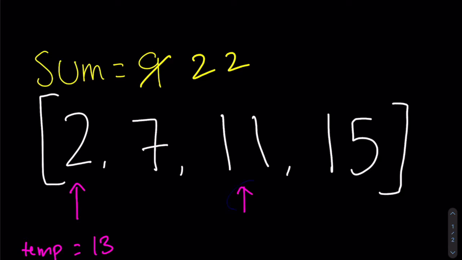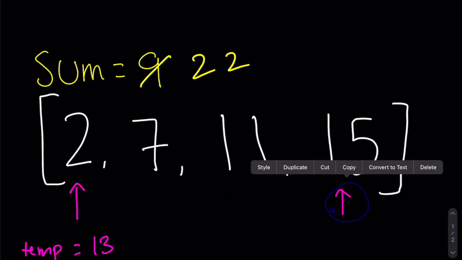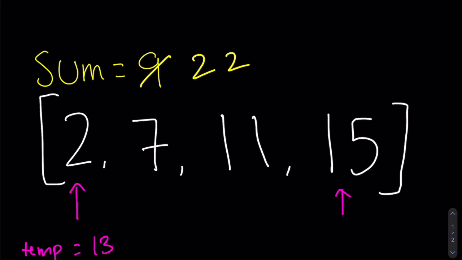I'm going to move the j pointer again to the right, and now I'm going to recalculate the sum. What is the sum here? The sum is 17, so I'm going to go ahead and write that as my temp variable. But now 17 is still not equal to the sum, and now j is at the end of our array. So when this happens, all I'm going to do is move my i pointer up 1 and reset j to the i plus 1 position.